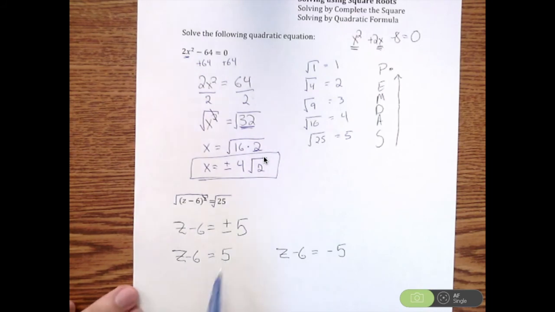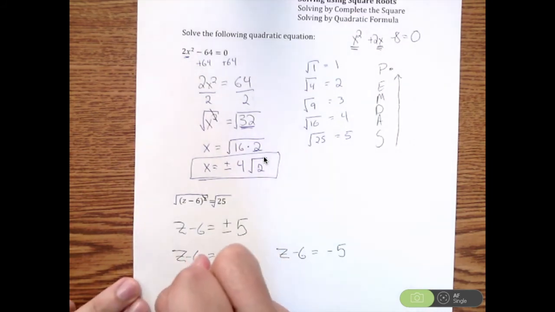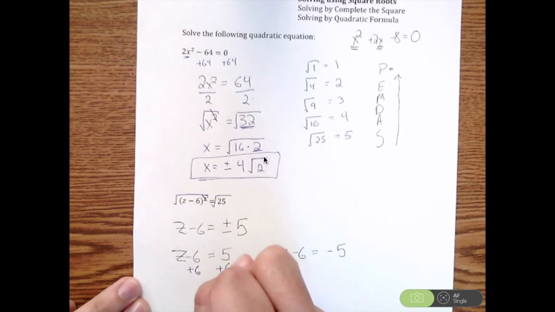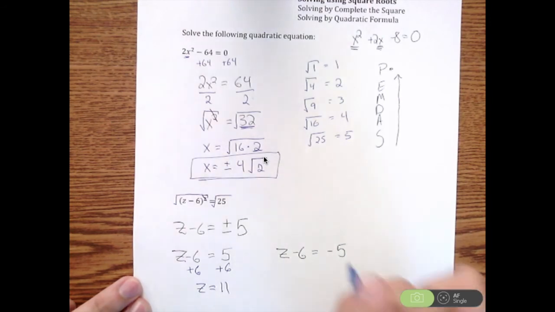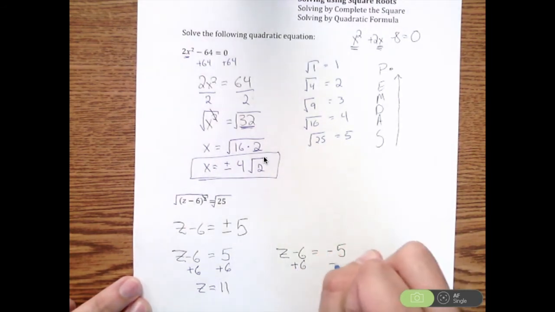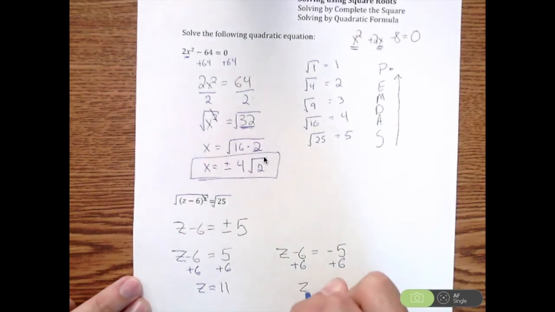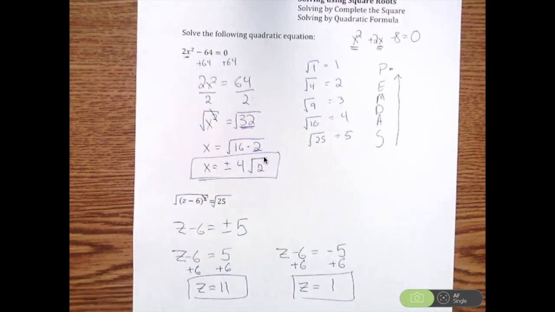So if I have z minus 6 equal to 5, I'm going to add 6 to both sides. That will give us z equals 11. Over here I have z minus 6 equals negative 5. I'm going to add 6 to both sides, and that is going to give us z is equal to 1. Both of these answers are our solutions to this quadratic.